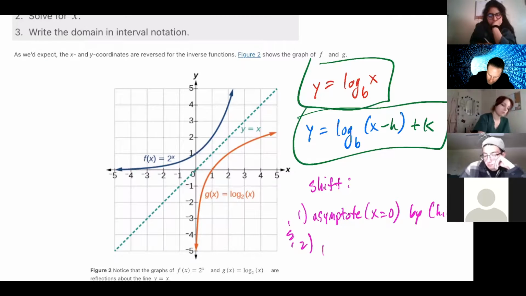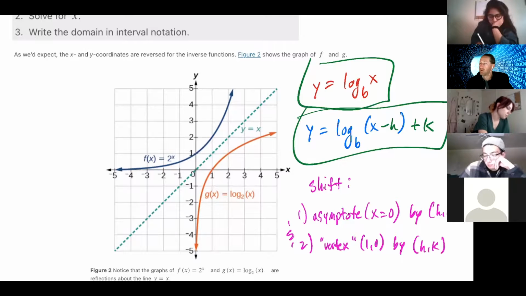I'm going to call it the vertex. Just so you know, I mean the starting point. That's it.